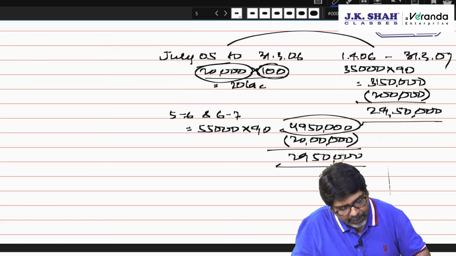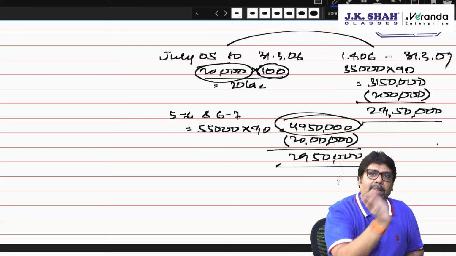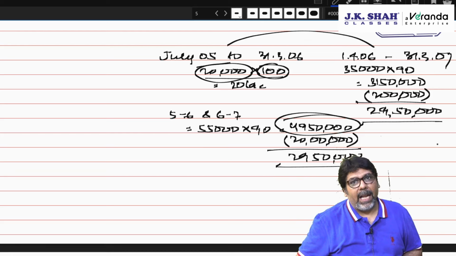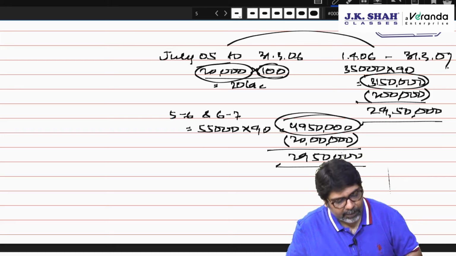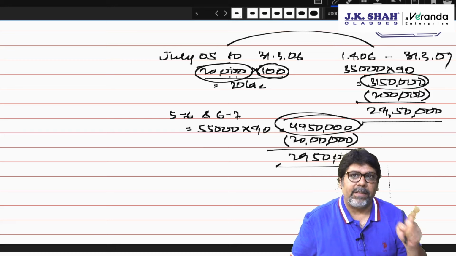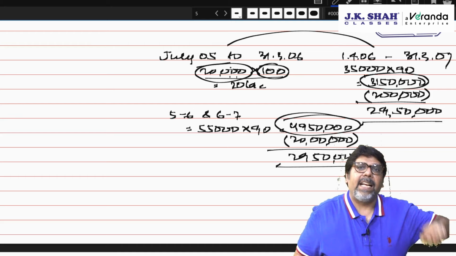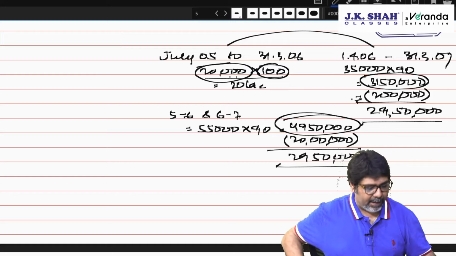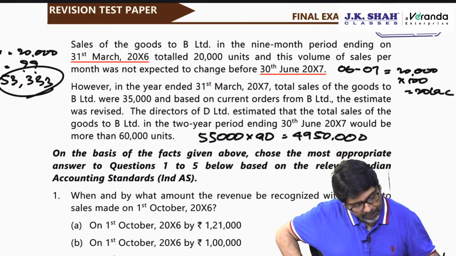So 49,50,000 they can recognize over a 2-year period, out of which 20 lakhs they have recognized last year. So in the current year they can recognize 29,50,000. Or the current year's 31,50,000 minus the 10 rupees excess sale on 20,000 units they had recognized last year, which should be removed. So it comes to 29,50,000. So in both the scenarios it would be the same, chartered. 29,50,000. Correct?